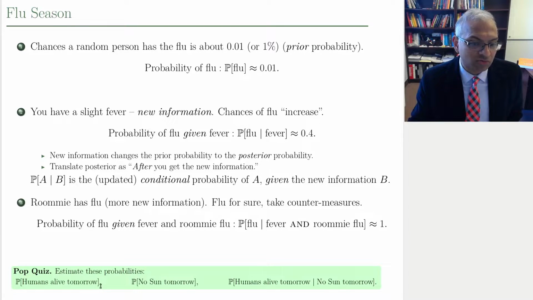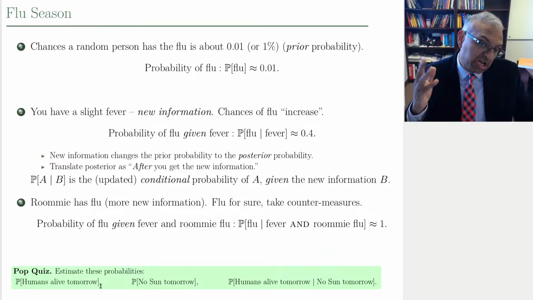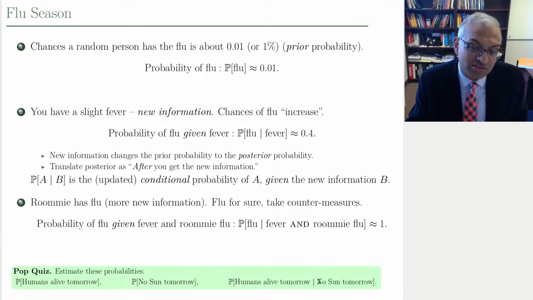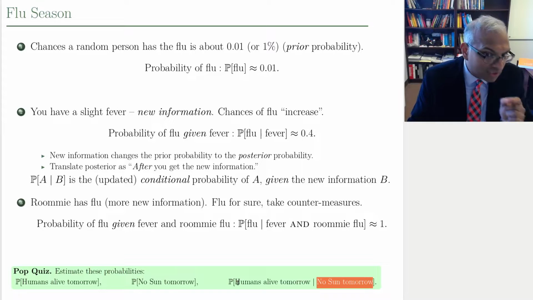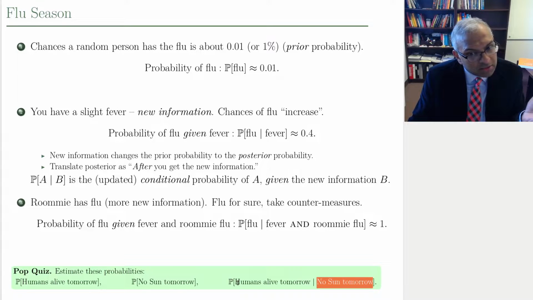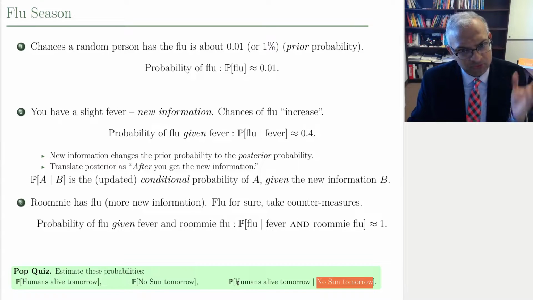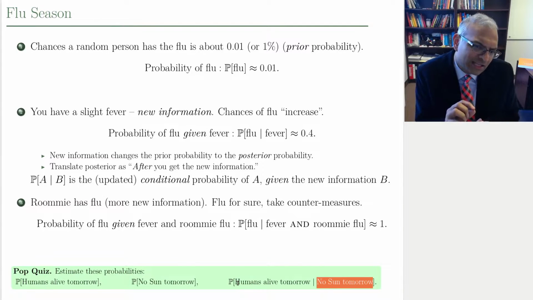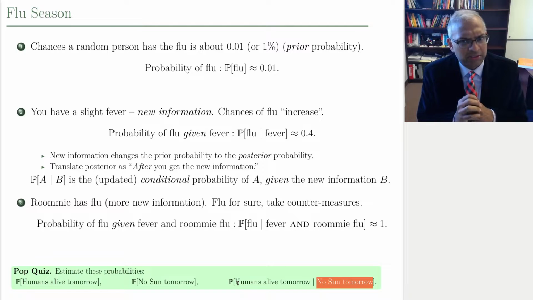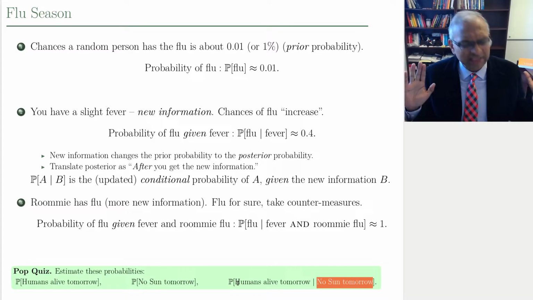The probability of humans alive tomorrow, what we call the unconditional probability, is high, approximately 1. But if I give you this new information that there's no sun tomorrow, you're going to have to change that. Probably something weird happened, and that's the end of humanity. And now the chances of having humans alive tomorrow, given this new information, is probably close to 0. So you see, new information doesn't just slightly change a probability. New information can completely change a probability.